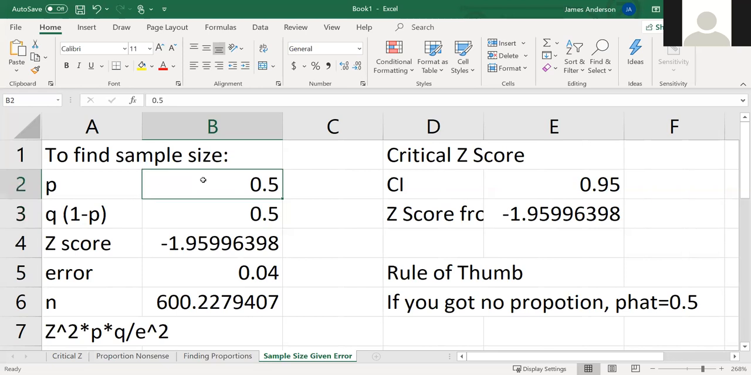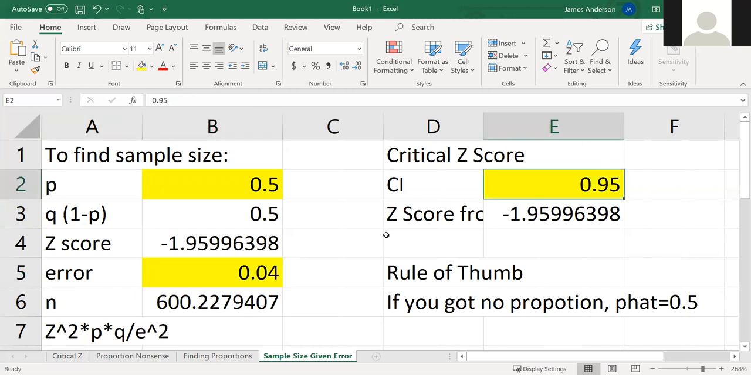So all you have to change for this one is this guy and that guy. The E3 formula is NORM.S.INV of 1 minus E2, which is our confidence interval, divided by 2. It's divided by 2 because we're doing a two-tailed test. And that just looks up the critical Z. Normally, yes, I'd make that a positive number. I don't care because over here, I'm going to square it.